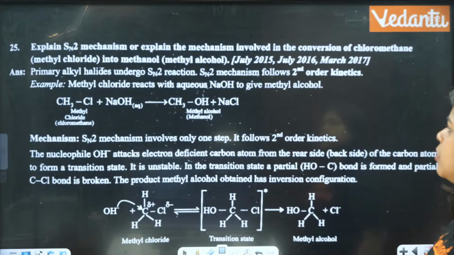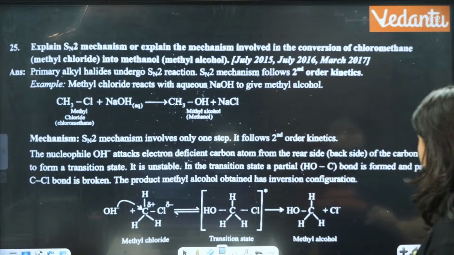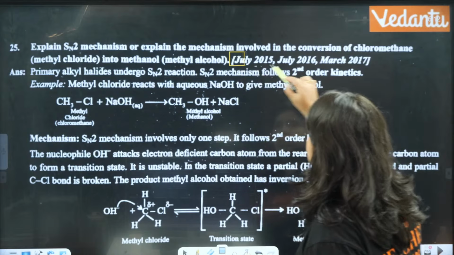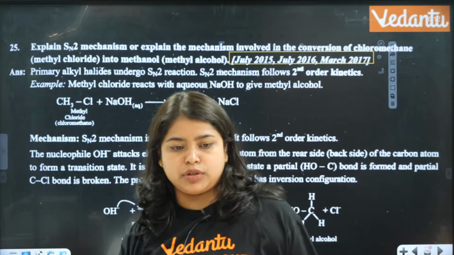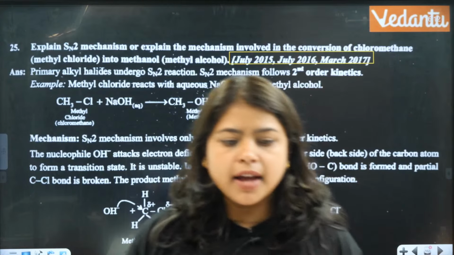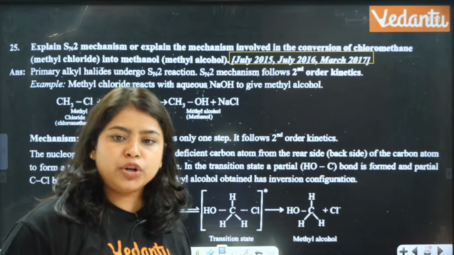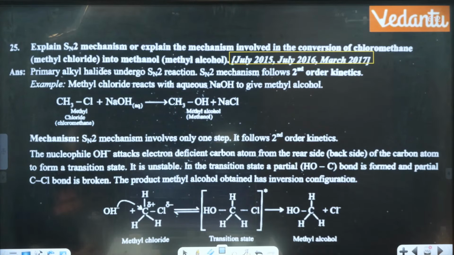Okay, next is about, again, see, such type of a question has been asked again, that is the SN2 mechanism, or explain the mechanism involved in the conversion of a chloromethane, that is also called as a methyl chloride, into the methanol, that is also methyl alcohol. This was also been asked. So this is an SN2 reaction. Just the thing is, they have told you what to be used. They said use methyl chloride. So that's what you people need to do it. Understanding, guys?